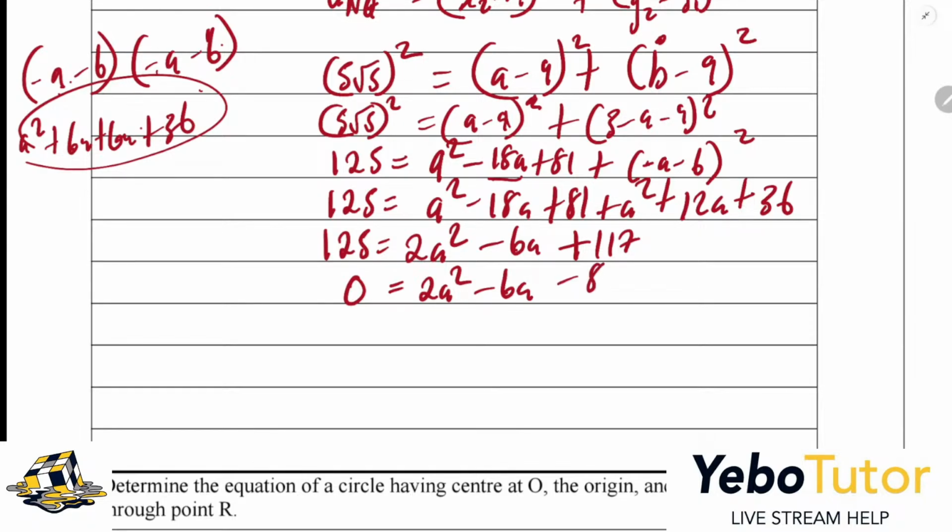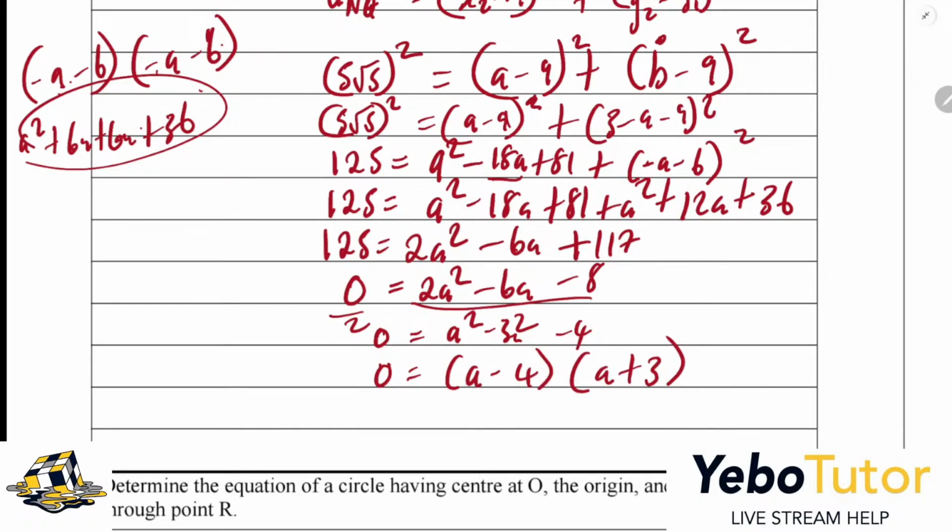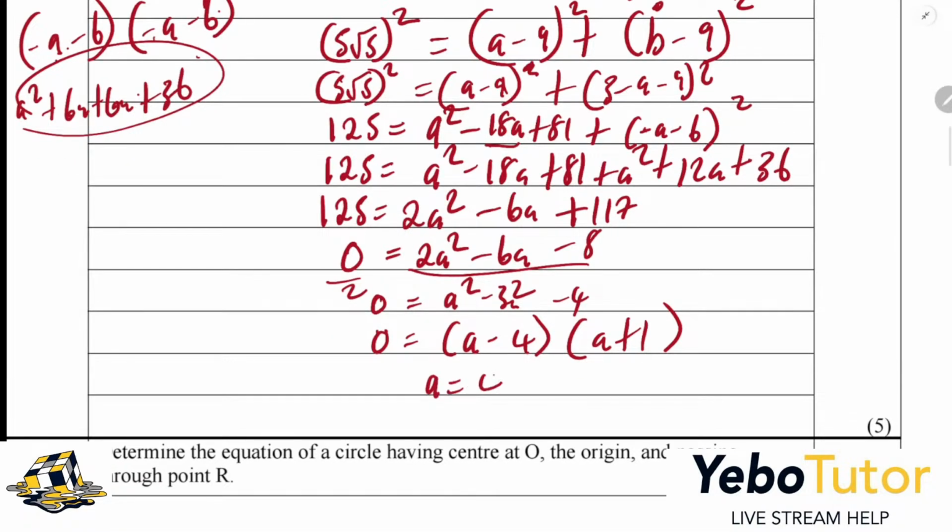Then we divide all through by 2, which gives us 0 equal to A squared minus 3A minus 4. From this point, we can find the simple factors: 0 equals (A minus 4)(A plus 1). Checking: 1 minus 4 is negative 3, and negative 4 times 1 is negative 4. Perfect. Then A is equal to 4, or A is equal to negative 1.